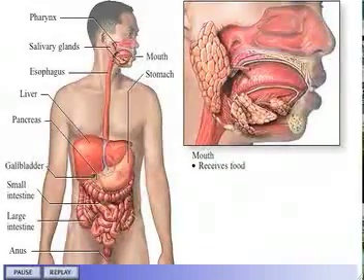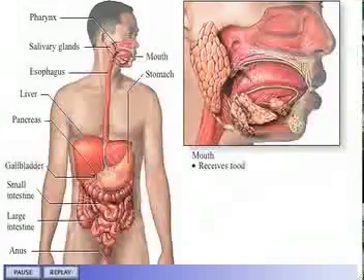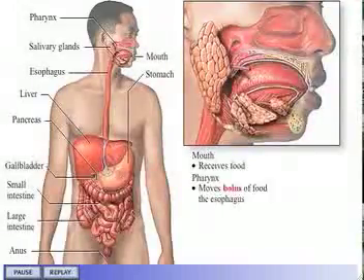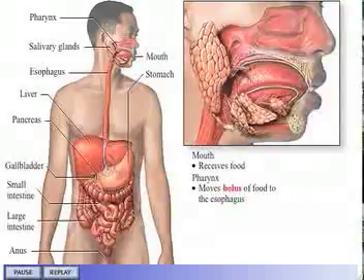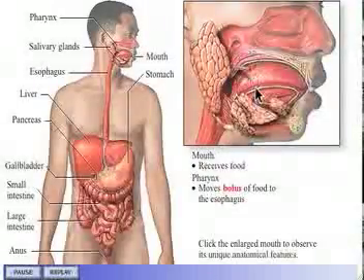Food enters the GI tract at the mouth. Mechanical action of the teeth and tongue break food apart and mix it with saliva. A chewed portion of food, called a bolus, is separated and swallowed. Click the enlarged mouth to observe its unique anatomical features.